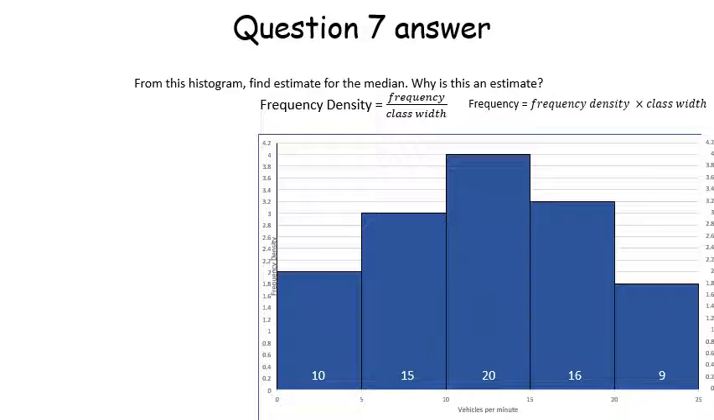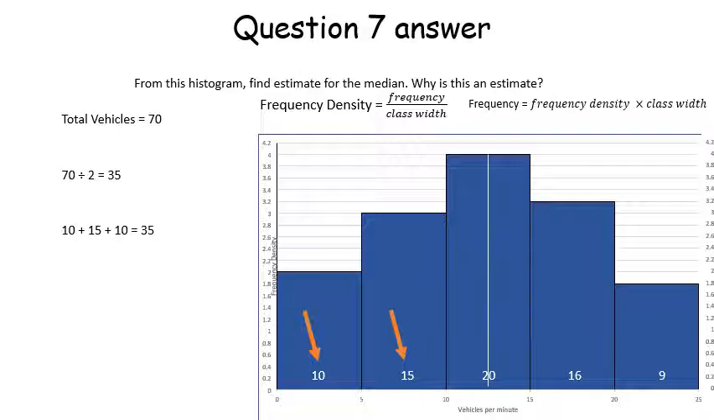When added together and halved, we get 35. 10 plus 15 is 25, so we need 10 of the third class to make it up to 35. As the third class has a frequency of 20, we need half of it to get to 35. Splitting the class in half gives us 12.5 as the median.